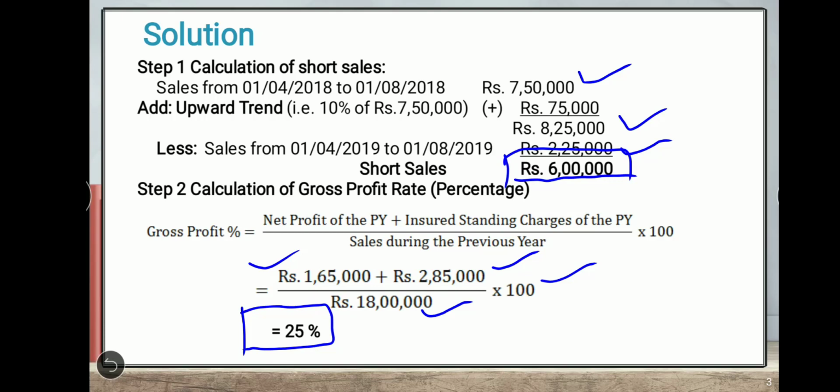What is the third step? Third step is calculation of loss of profit on sales. And what is the formula? So loss of profit is equal to short sales multiplied by percentage of gross profit. So short sales is here 6 lakh and percentage of gross profit is 25%.